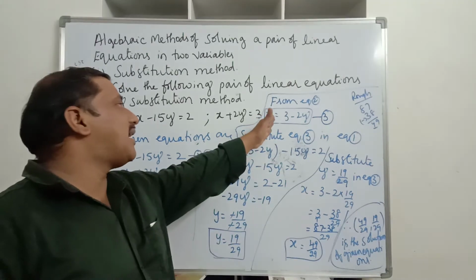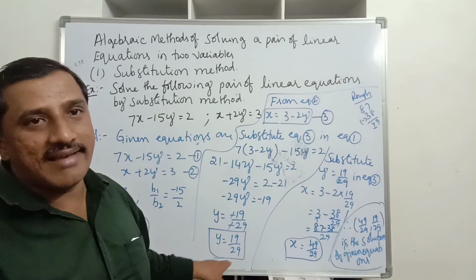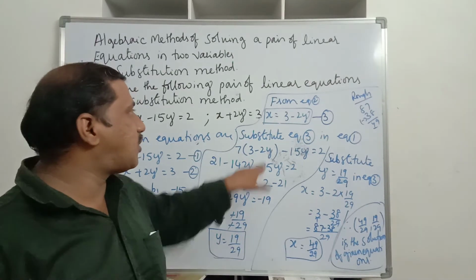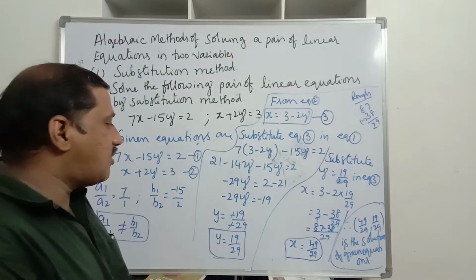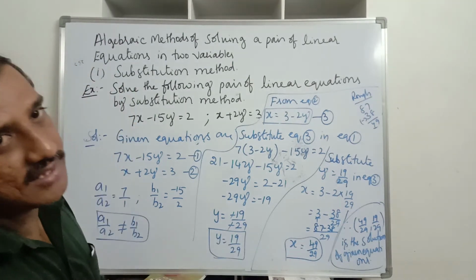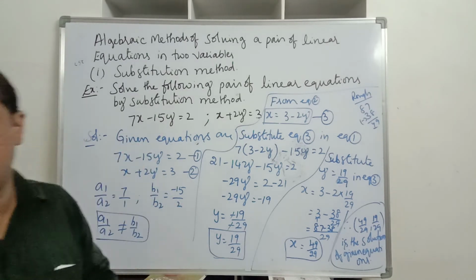Then substitute that equation 3 in the other equation and solve, we will get one value. Then when you substitute that value in equation 3, we get the other variable, and the two together give you the solution of the given equations. Is it clear, children? We will discuss one more sum.